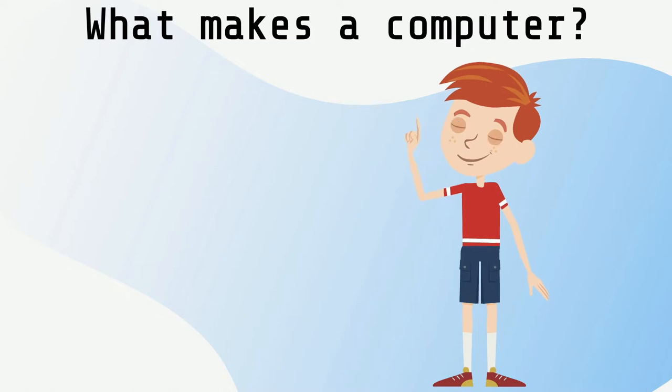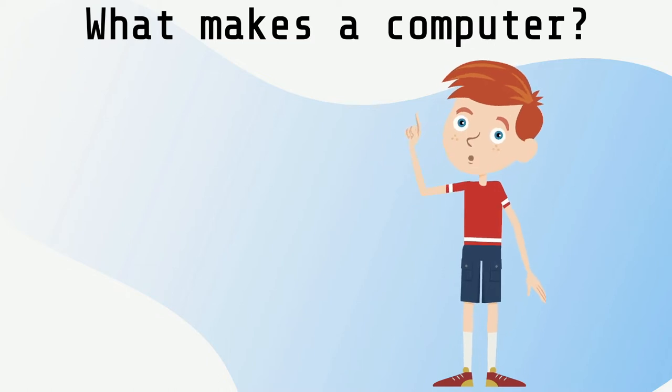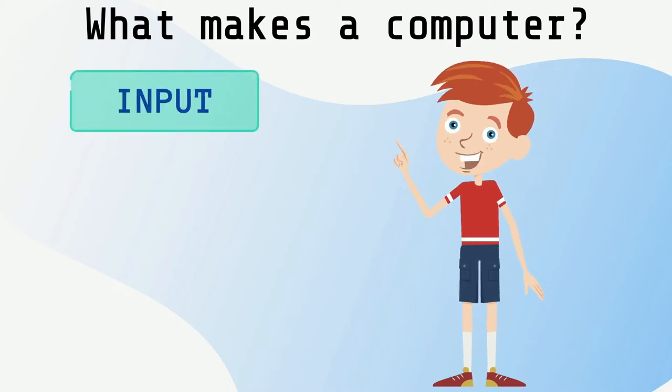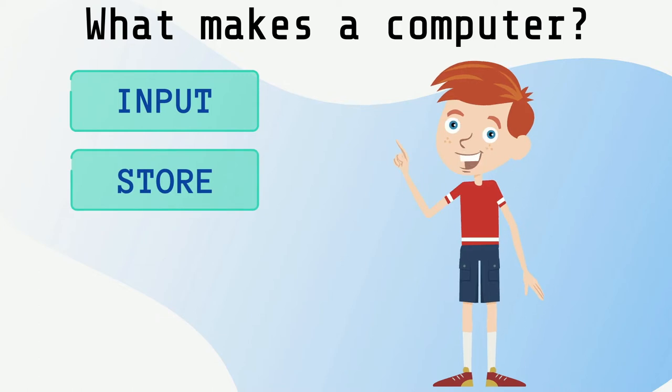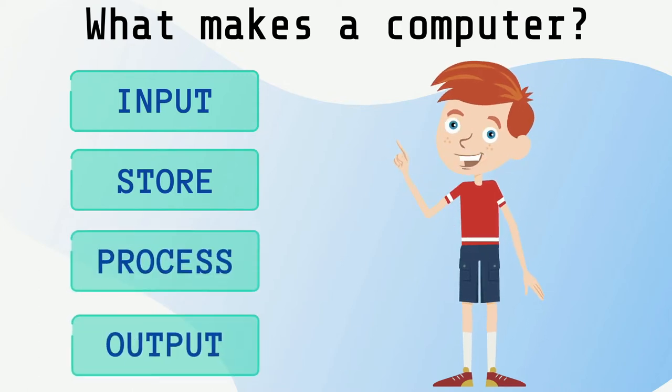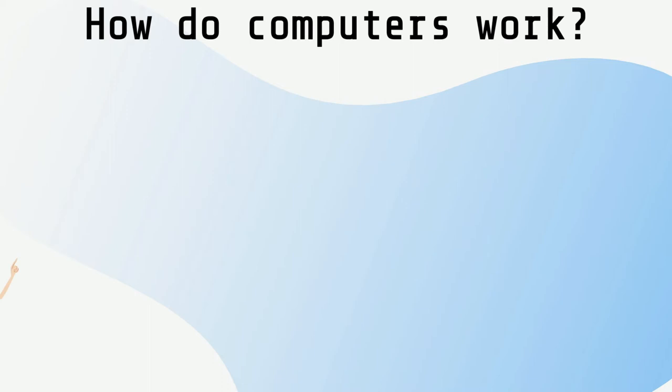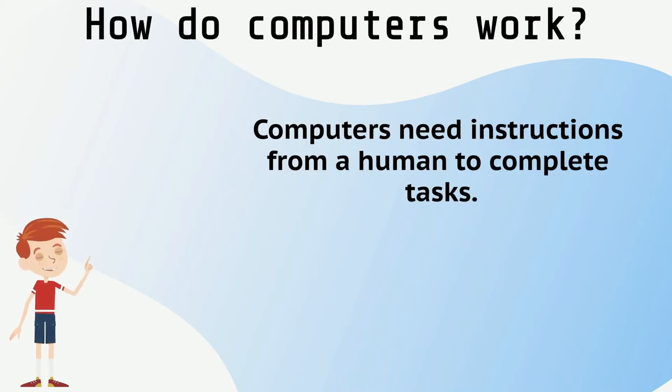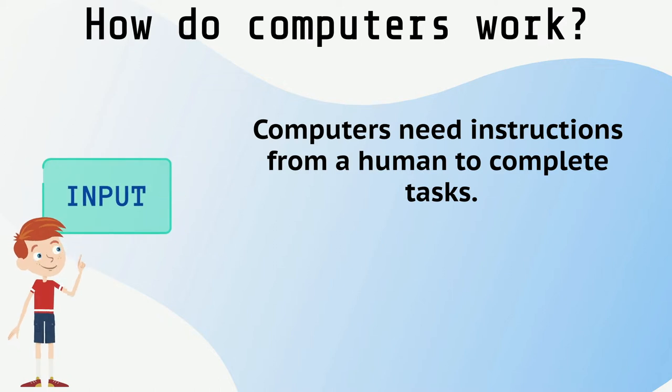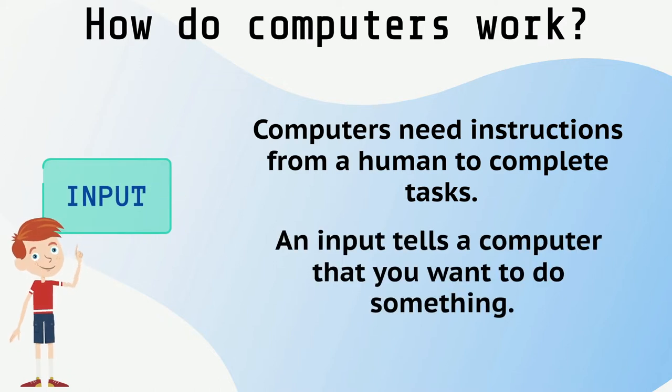A computer must do 4 things to be called a computer: input, store, process, and output. Computers need instructions from a human to complete tasks. These instructions are called input. An input tells a computer that you want to do something.